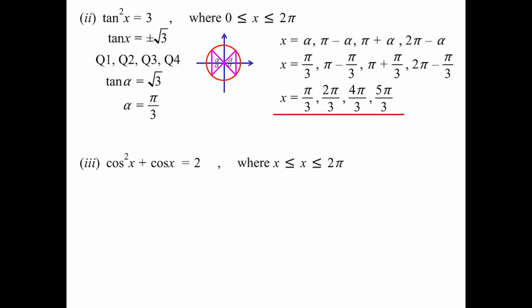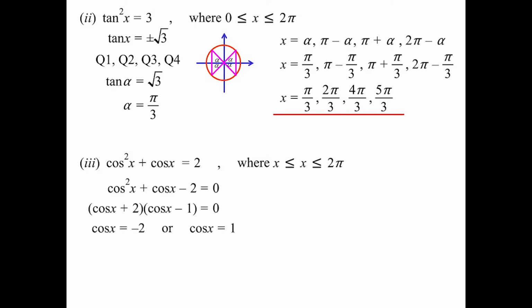Then we saw ones like this. So it looks like a quadratic, so we'll move the 2 over. So what multiplies together to give negative 2, adds together to give 1, and that's plus 2 and negative 1. So that gives us either cos x is negative 2 or cos x is 1. And we just do each bit individually. Well, cos x equals negative 2, no answers. Do you remember your cosine curve had a range that went from minus 1 to 1? So it would be impossible to substitute into cos x and get an answer of negative 2. So that's not going to create any answers.